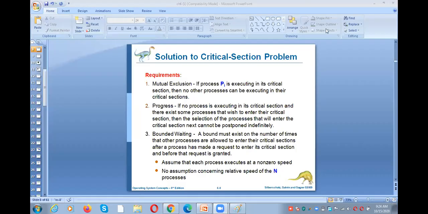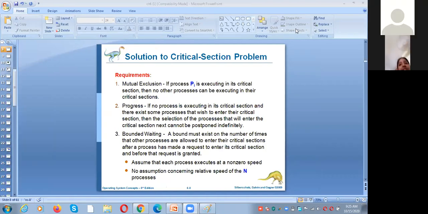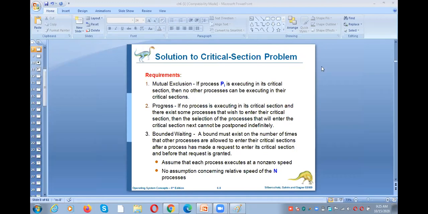Okay, good morning. In the last class, we discussed process synchronization: an introduction, the producer-consumer problem, the need for synchronization between processes, and the race condition. In today's class, we are going to discuss some of the solutions for the critical section problem. So what are the requirements for the critical section problem?